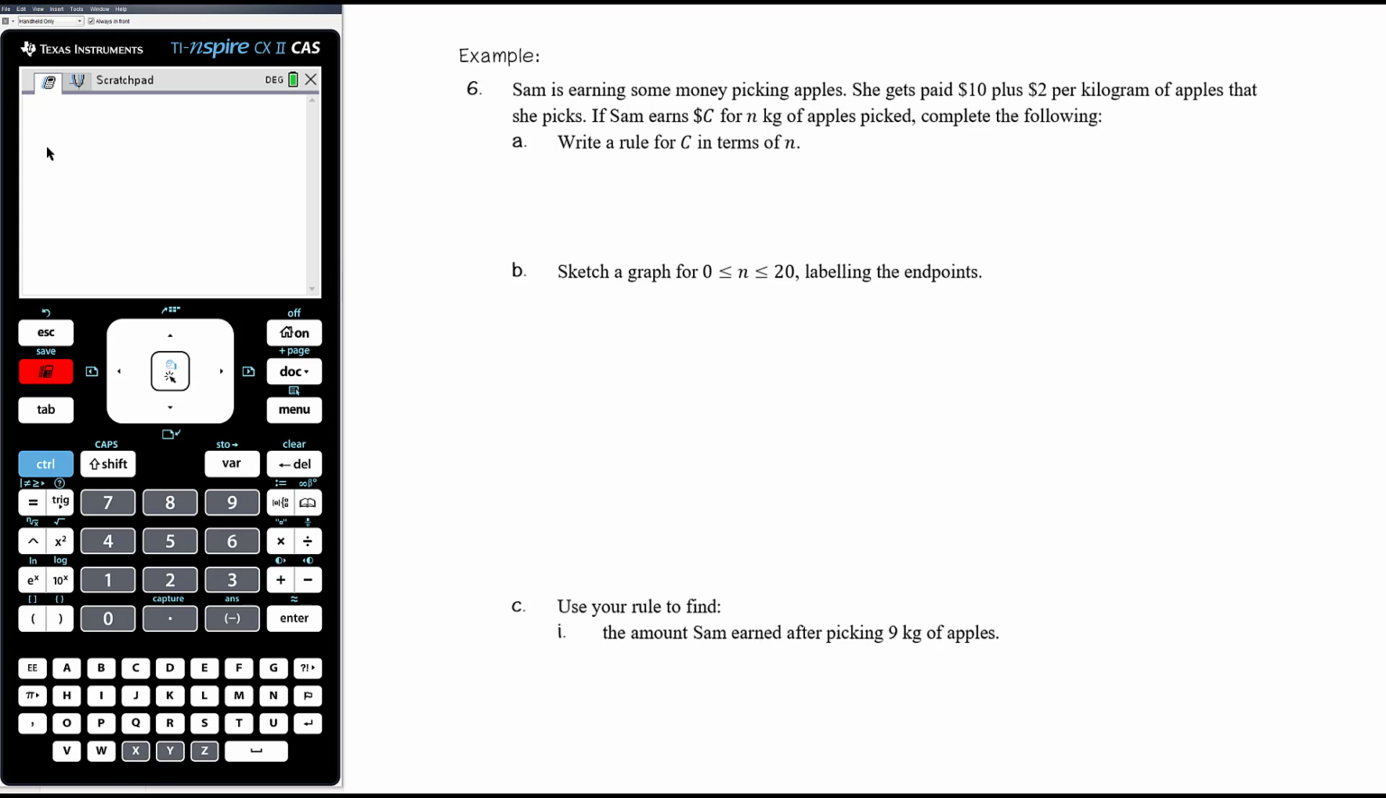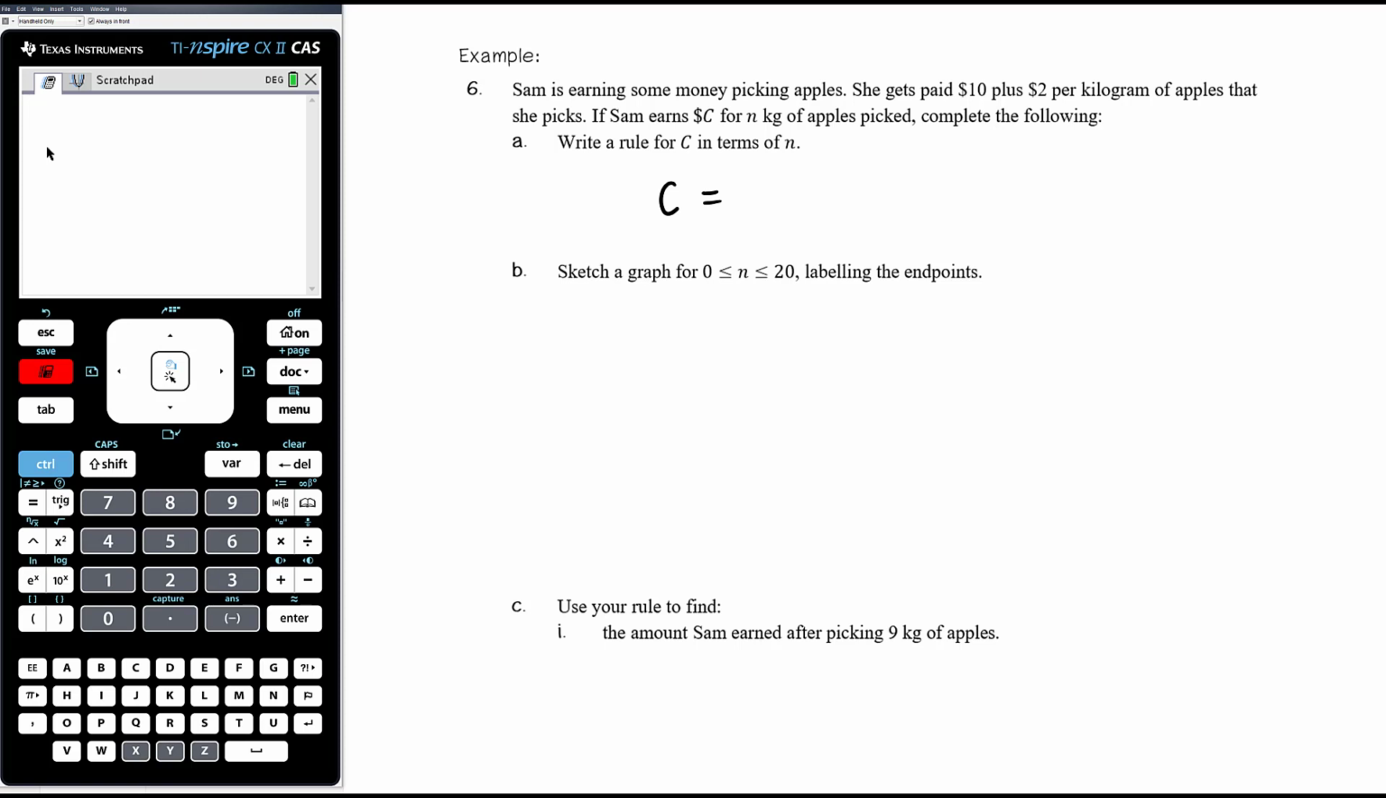Okay, so there's lots of things that we've talked about through the earlier algebra lessons here. We've talked about constructing formulas. We've talked about this phrase in terms of. So C in terms of n means C equals, and whatever's over here is going to have n involved in it. Okay, so let's think about she earns C dollars, so that's her earnings. It's not a good letter for earnings. It's not really cost, is it? But anyway, she earns C dollars when she picks n kilograms of apples.